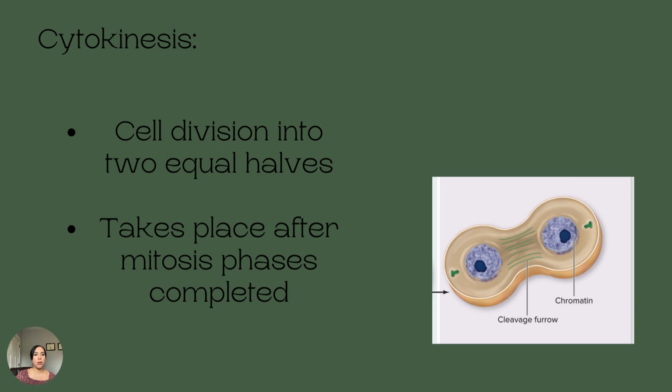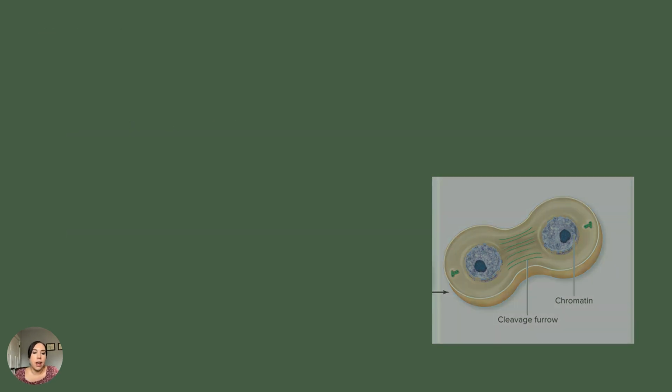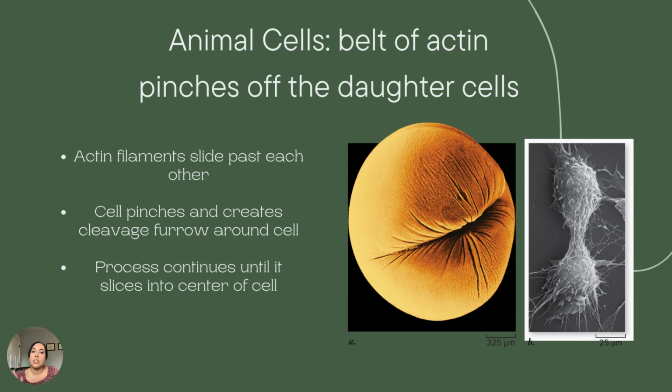And that just shows you that you have two equal halves of a cell. Cytokinesis occurs right after all the phases of mitosis are complete. And we did say that cytokinesis happens differently in animal cells versus plant cells. In animal cells, we use actin, and actin is what's going to pinch off the daughter cells. You've got actin filaments that slide past each other, and the cell pinches and creates what is called a cleavage furrow. Right here in the center, that little crack is your cleavage furrow, and eventually it's going to slice into the cell, making two new cells.